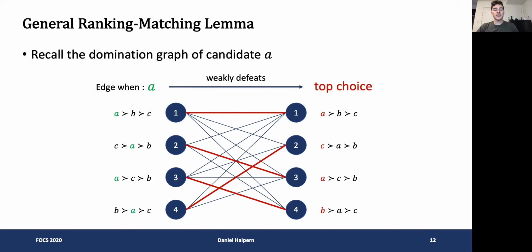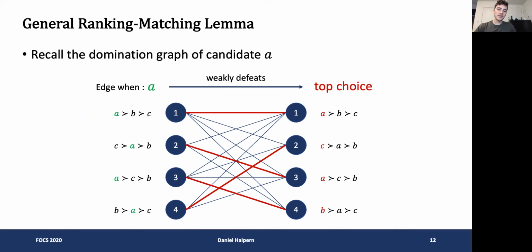So actually, when I introduced the ranking matching lemma before, I lied a little bit. That was actually just a special case of the ranking matching lemma. So here I'll show you the more general version that we think might be useful for other questions. So recall this is the domination graph of a candidate A.